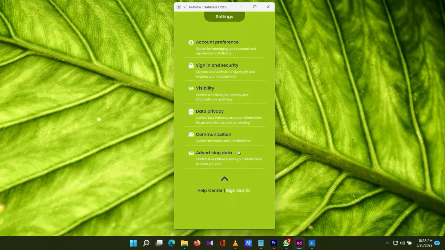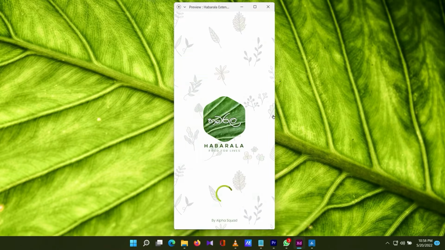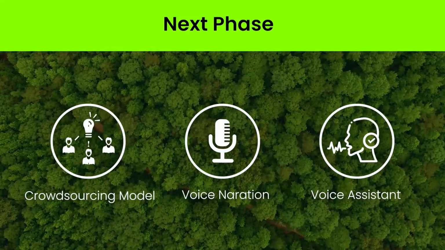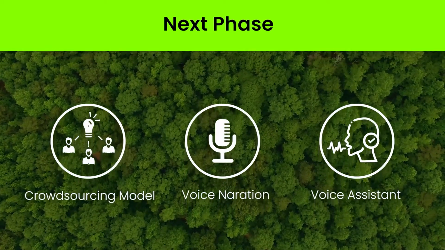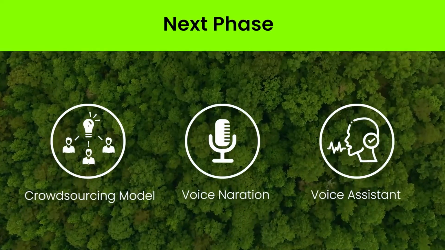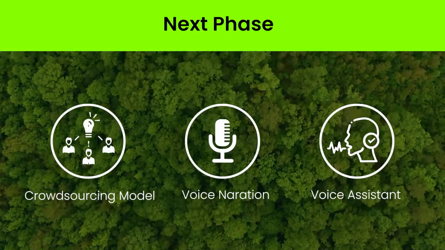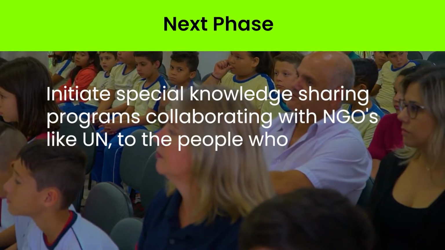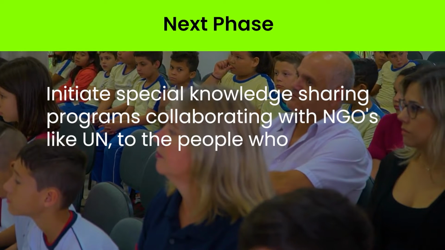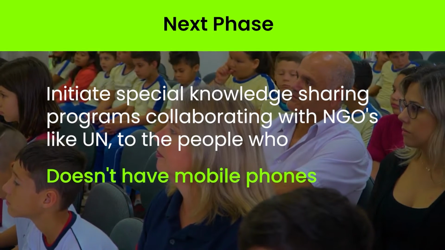Initially, we have collected the data about alternative food resources under the supervision of subject experts. In the next phase, a crowdsourcing model, voice assistance, and narration will be introduced to improve the accuracy and accessibility of our solution, and we will initiate special knowledge sharing programs collaborating with NGOs like the UN for the people who don't have mobile phones.